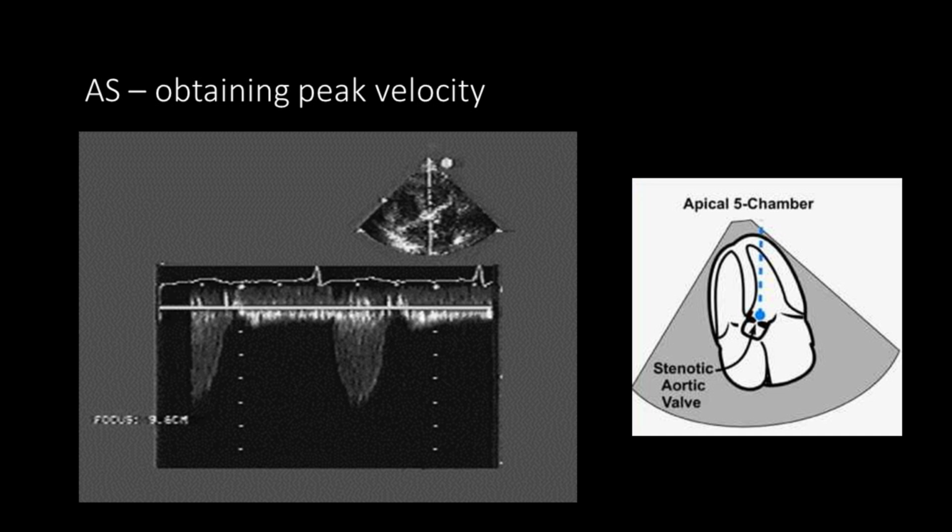The reason why aortic stenosis is so important is that as the severity increases, the mortality also increases. As soon as they get to severe aortic stenosis, their mortality is quite high. That's why it's quite important to figure out what's going on.